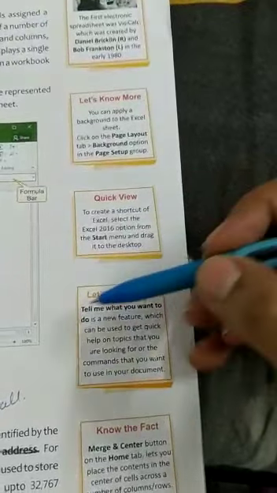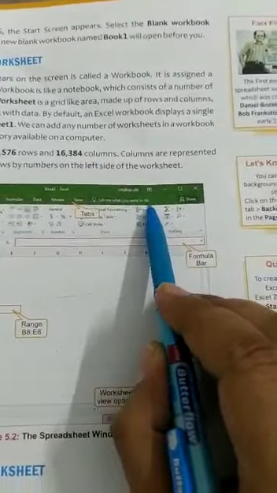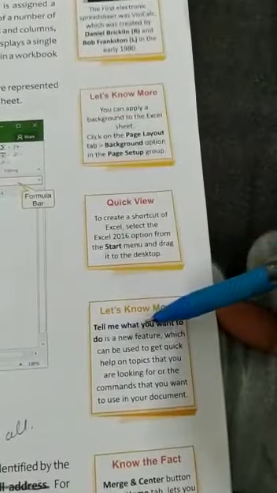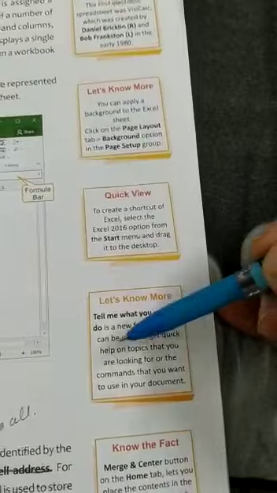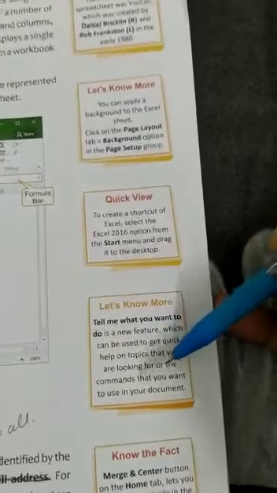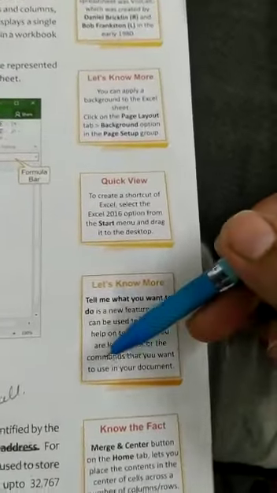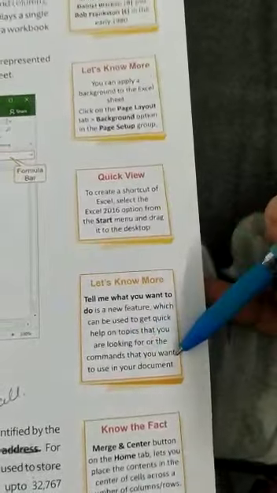Tell me what you want to do. This is a new feature. This is tell me what you want to do. Using this feature, you can get quick helps on topic that you are looking for and the command that you want to use in your document.